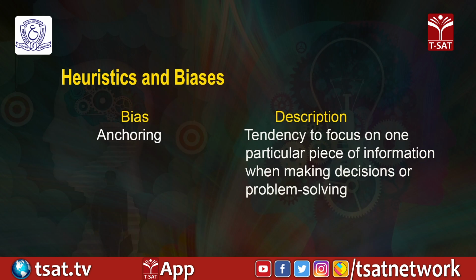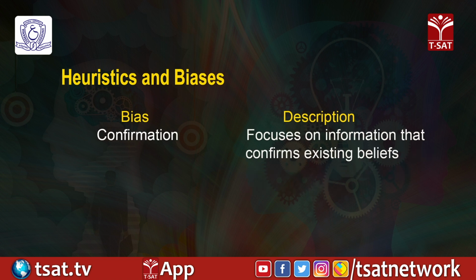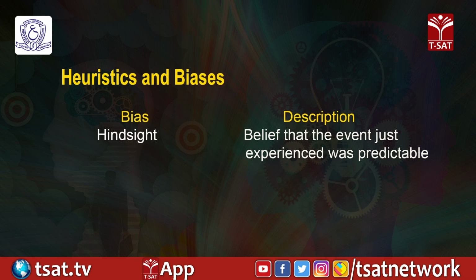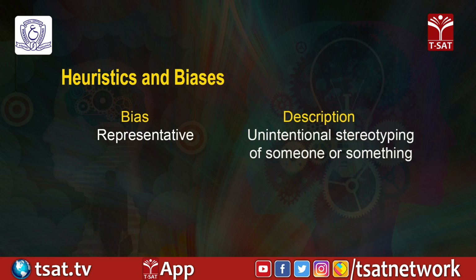If we look at the following table, the biases and its description. The first one, that is anchoring bias, which means tendency to focus on one particular piece of information when making decisions or problem solving. The second bias, that is confirmation, which means focuses on information that confirms existing beliefs. The third bias, which is hindsight, which means belief that the event just experienced was predictable. The fourth bias, which is representative, which means unintentional stereotyping of someone or something.